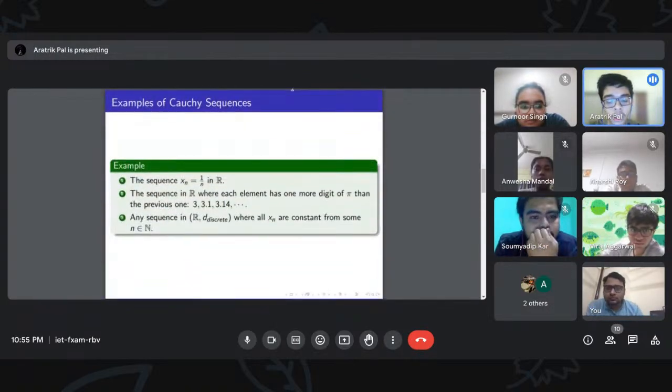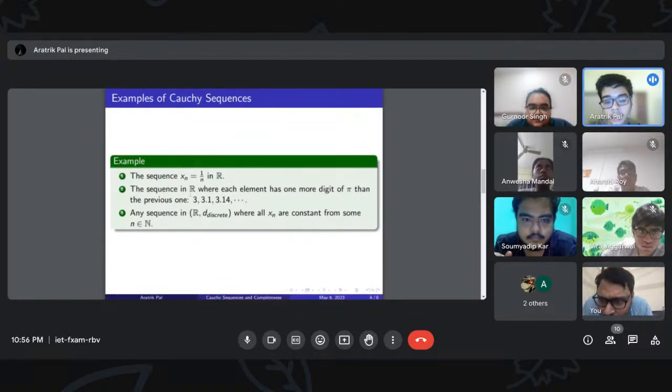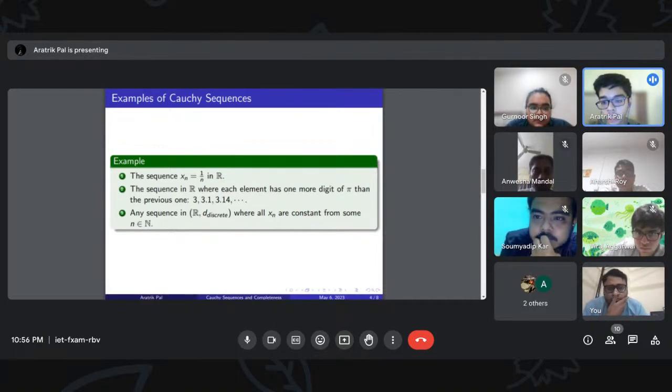Now we'll go through a few examples of Cauchy sequences. We have the sequence xn equal to 1/n in R, for all natural numbers n. So it's 1, 1/2, 1/3 and so on, and it converges to 0. So this sequence is a Cauchy sequence, as the elements of this sequence get arbitrarily close to each other. The second example is the sequence where we take the digits of the irrational number pi: 3, 3.1, 3.14, and so on. This is also a Cauchy sequence, as the elements keep on getting closer to each other.